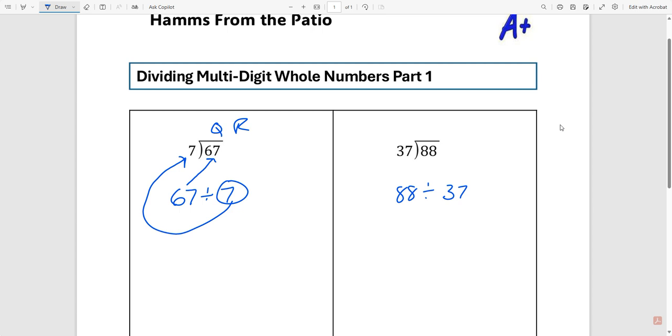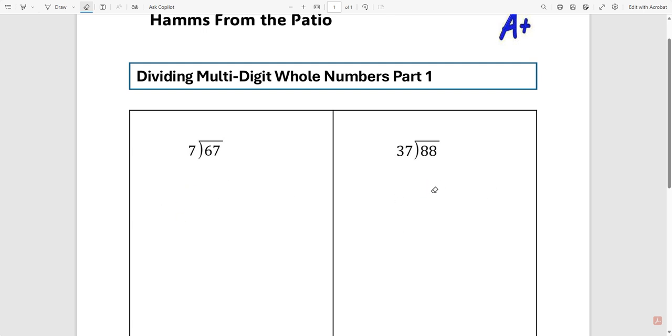Okay, so if you have to rewrite these horizontally, just take the first number, the number that's being divided, and that will go under our division symbol, and then outside of that will be the divisor, which in this case is the number 7. So let's erase this and get started with dividing whole numbers.